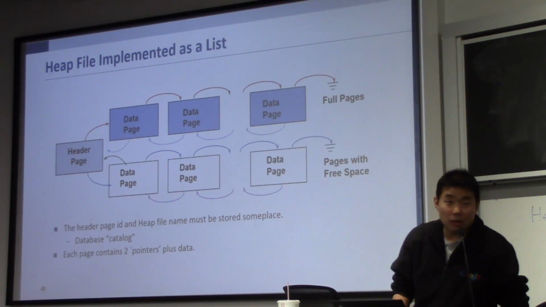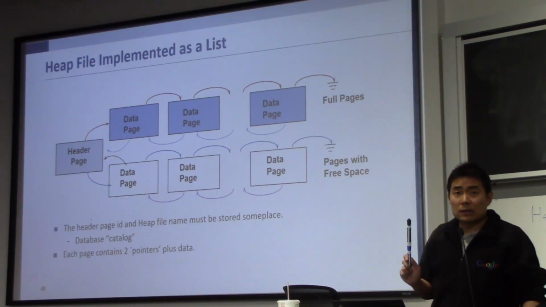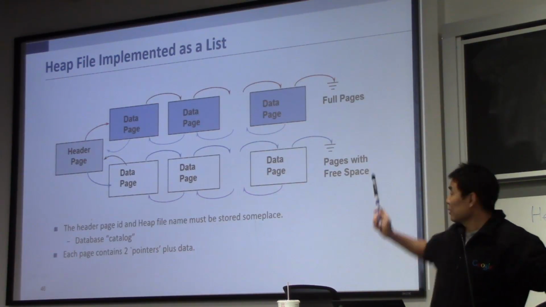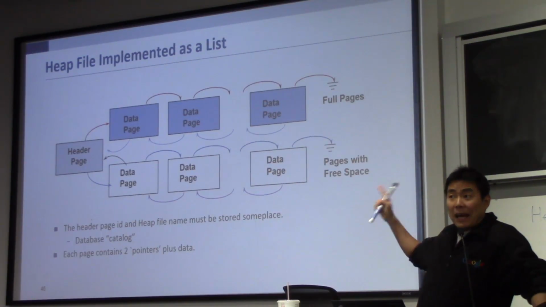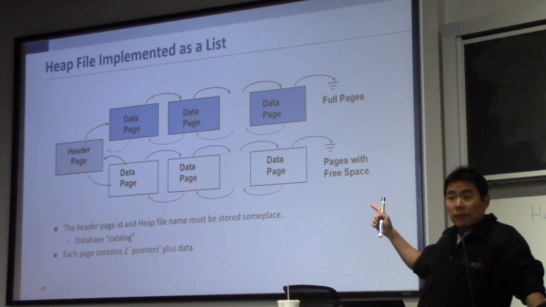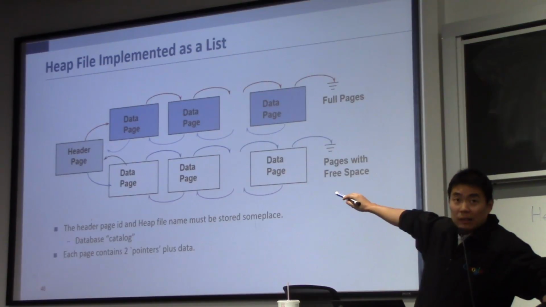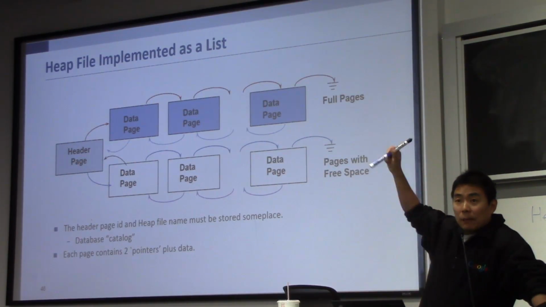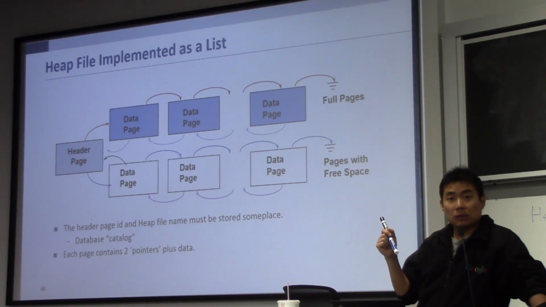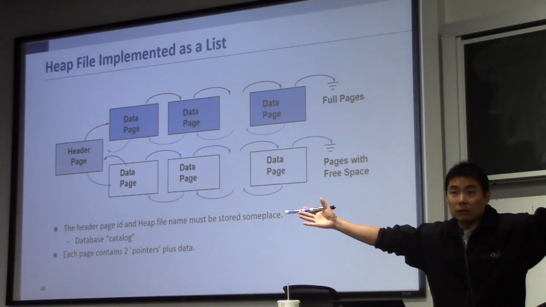So that's the first organization. The downside of this organization is also very obvious from this picture. If you want to do random access to a particular page, it is kind of expensive, because you always have to start from the header page and go through the linked list to find the page that you want. Does that make sense? Which can be expensive if your list is long.